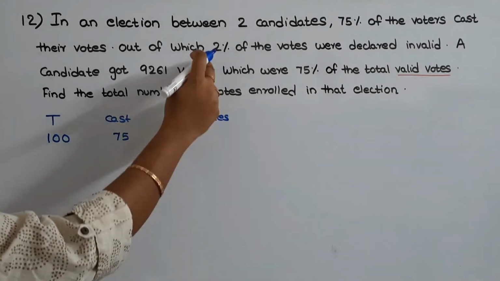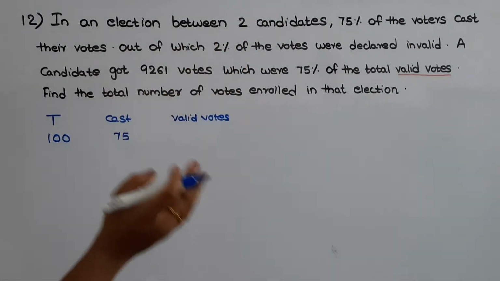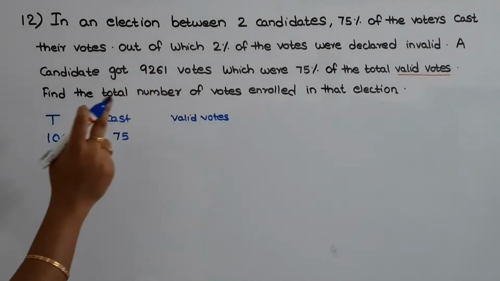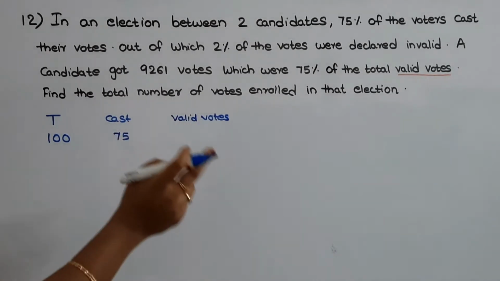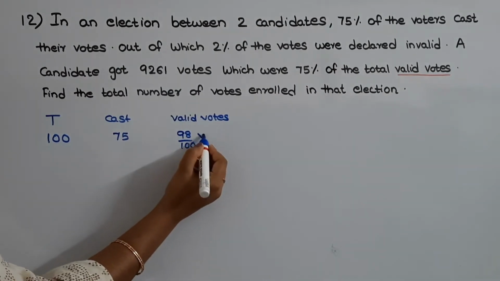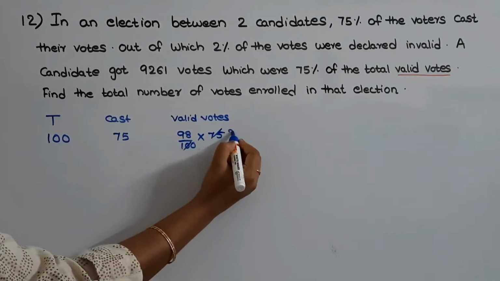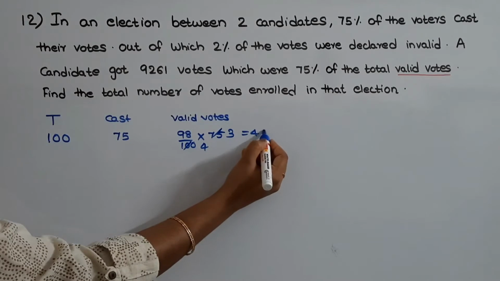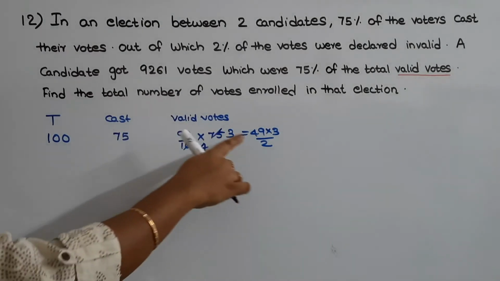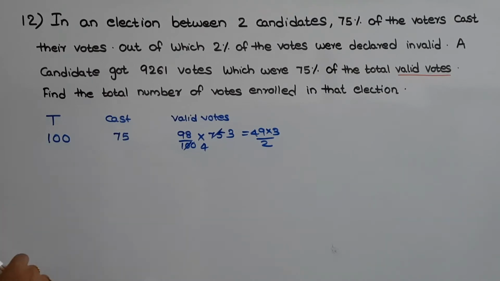So if 2% of the votes were invalid, then we can say that 98% of the votes were valid. If 2% of the votes were invalid, 98% of the votes cast will be valid votes. So valid votes will be equal to 98 by 100 into the votes cast, that is 75. On simplifying this, you will get it as 49 into 3 by 2. So the total valid votes is 49 into 3 by 2 when the total votes enrolled is 100.